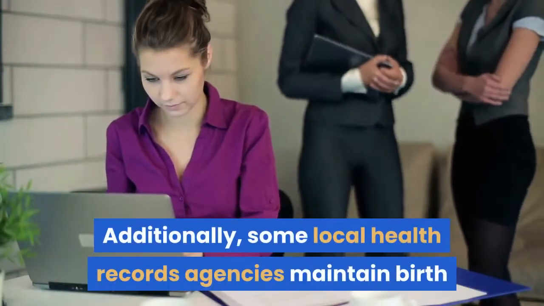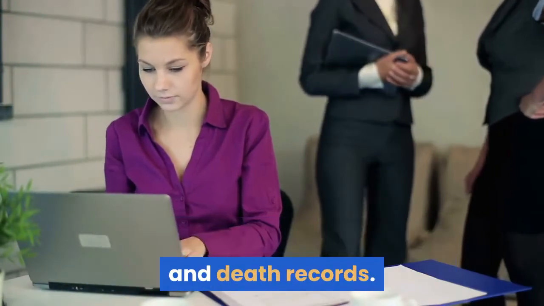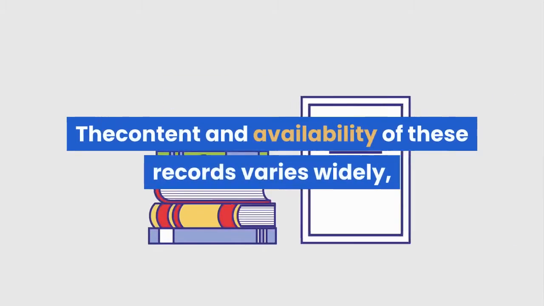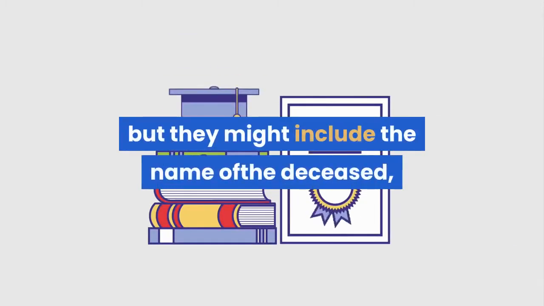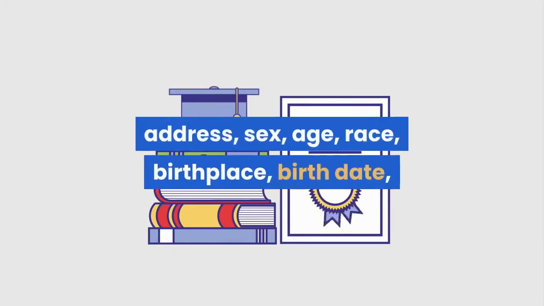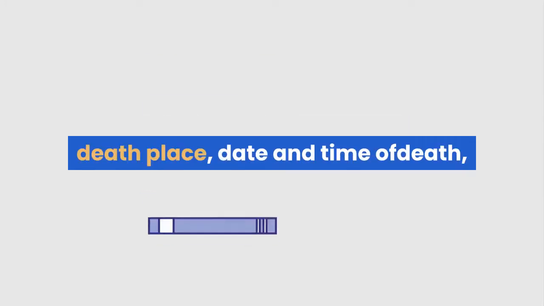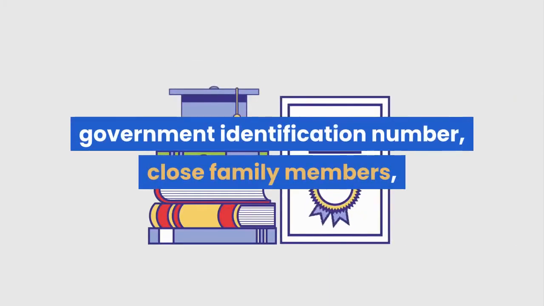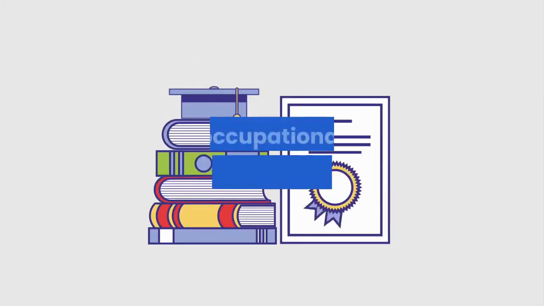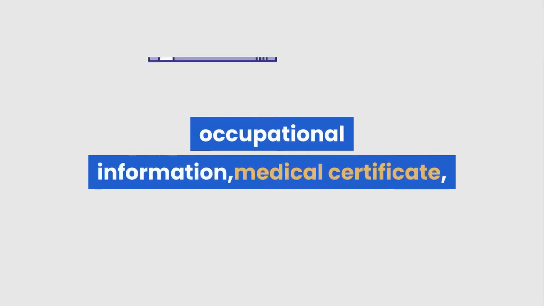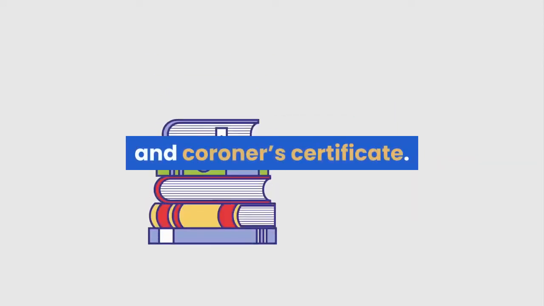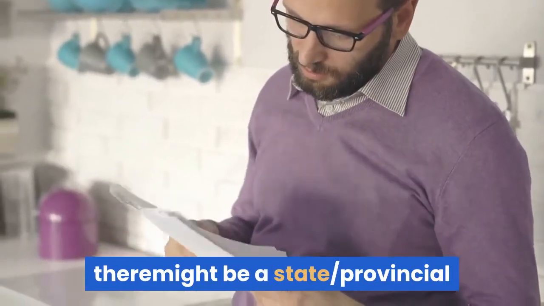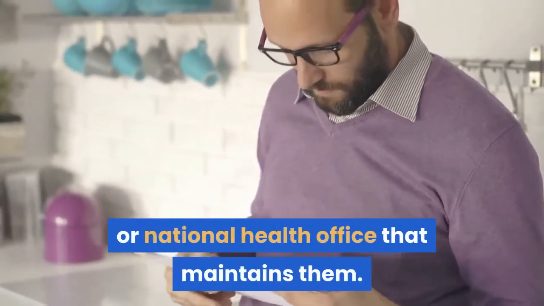Additionally, some local health records agencies maintain birth and death records. The content and availability of these records varies widely, but they might include the name of the deceased, address, sex, age, race, birthplace, birth date, death place, date and time of death, government identification number, close family members, occupational information, medical certificate, and coroner's certificate. If such records are not available locally, there might be a state, provincial or national health office that maintains them.